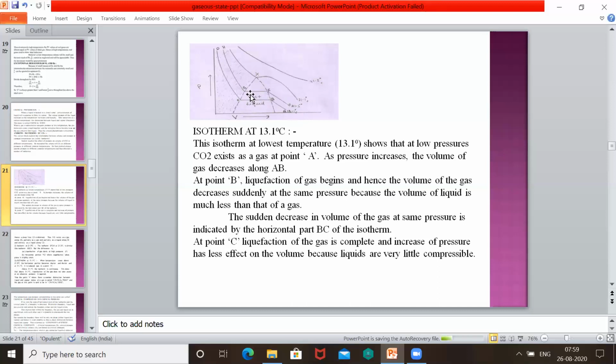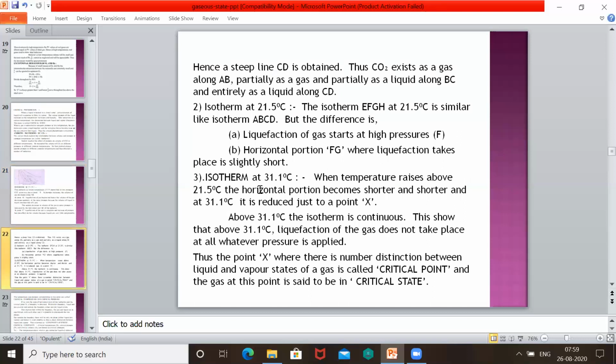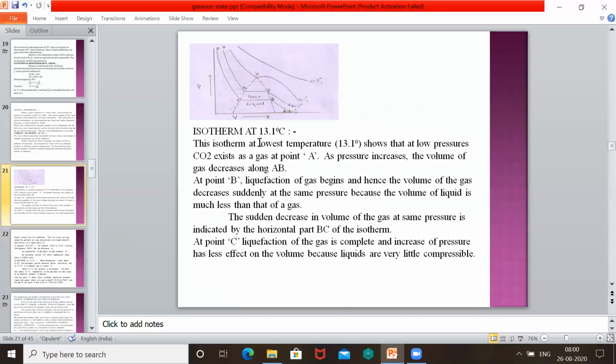Here volume has no change, and here there is a decrease in volume, a steep change in volume. Similarly, if you go for another isotherm, at 13.5, 31.5, now that's the point here. In the last one, at 31.5, you see the liquefaction is only at a point.